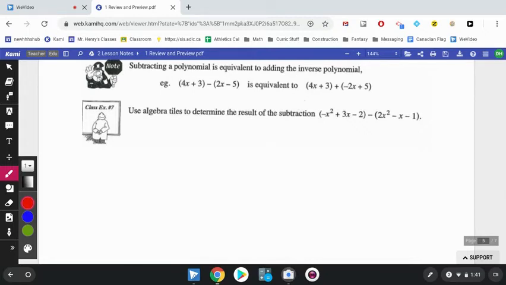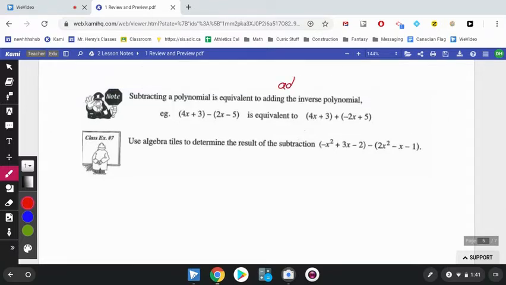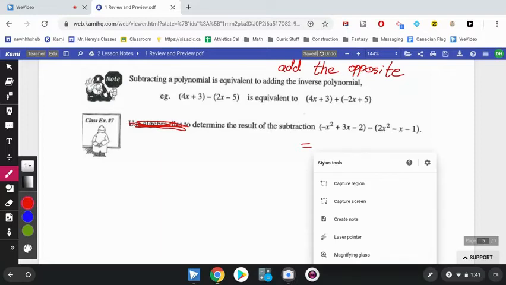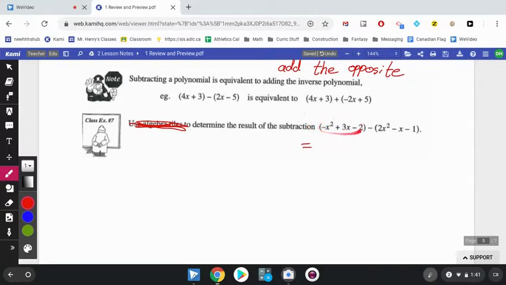Okay, it says subtracting a polynomial is equivalent to adding the inverse polynomial. What that statement means is maybe a more common phrase, add the opposite. Which is what we're going to do, and I'll probably show it in a different way, but it's adding the opposite. And again, we're probably familiar with this from grade 9. So I'm not going to use algebra tiles, nor would I ask you to. What I look at in this subtraction, I'm going to write an equal sign. There is nothing in front of the first polynomial, negative x squared plus 3x minus 2. There's nothing out front, so everything stays the same. Negative x squared plus 3x minus 2.